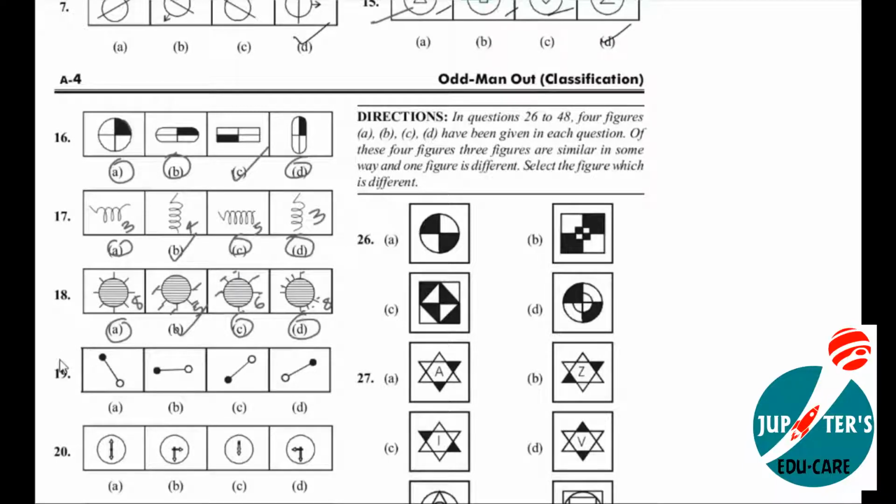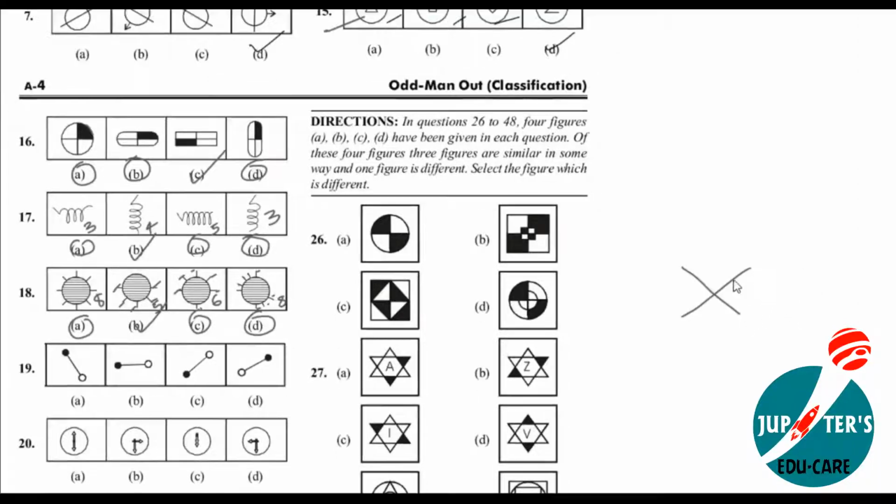Next, question number 19. To do question number 19, we should know the basic figure. So I will draw it here, students. Observe carefully. This is our figure, and in this figure we have 4 directions. I will show you here: this is one direction, the second one, the third one, and this is the fourth one. Using this figure, we will do the 19th question.